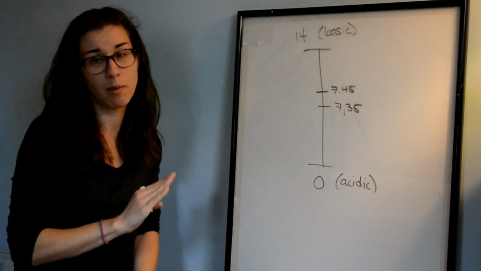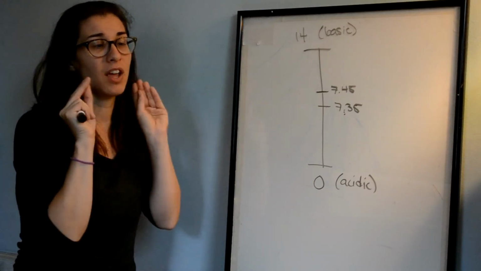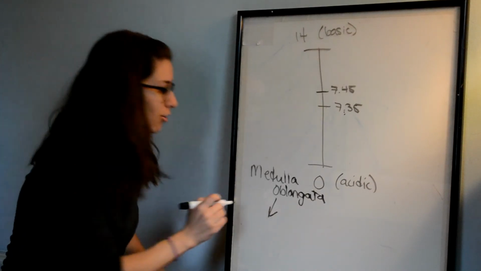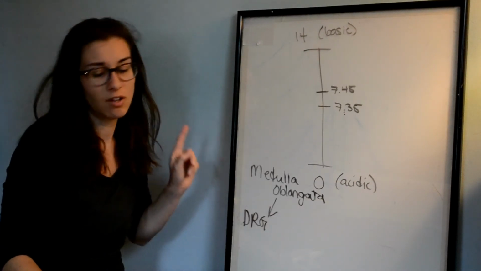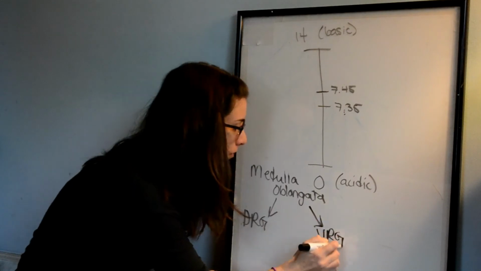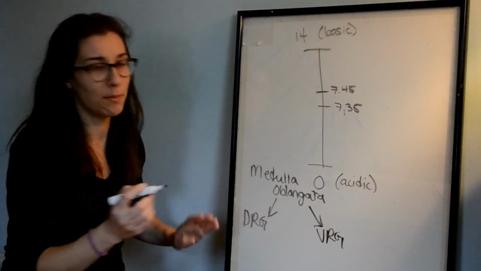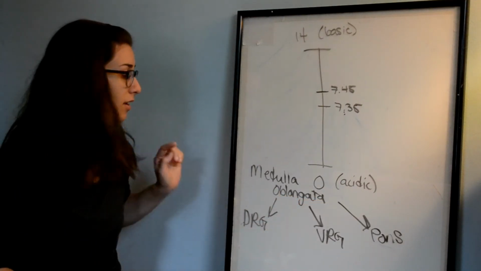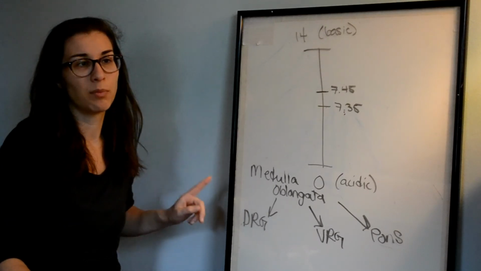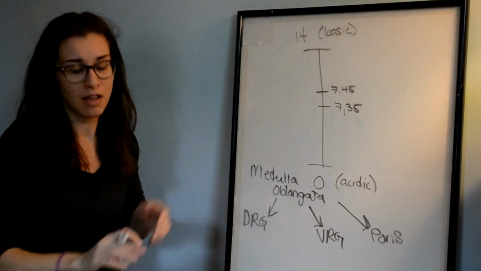Now, within the medulla oblongata, there are a couple of different locations in there that have specific duties as far as our breathing goes. So there is the DRG, which is the dorsal respiratory group, and the VRG, or the ventral respiratory group, and then we have the pons. Now the DRG, dorsal respiratory group, this part of the brain helps with smoothing out or evening out our breathing.